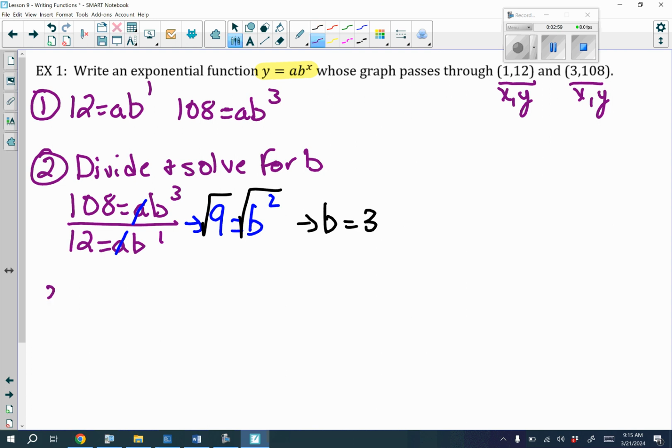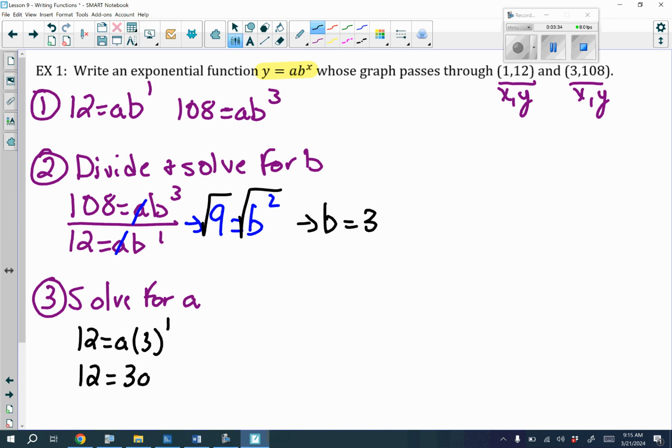Now, the next step that we're going to do is solve for a. So how we're going to solve for a is we're going to take our b value and plug it into one of the two functions. Now, you get to choose because you'll get the same value. But I'm going to take my 3 and plug it into the easier of the two functions. That's going to be the first one. So here, I have 12 equals a times 3 to the first power. Now I go ahead and solve for my a. Well, 3 to the first is just 3. So I have 12 equals 3a. Now I divide both sides by 3. And so my a is equal to 4.